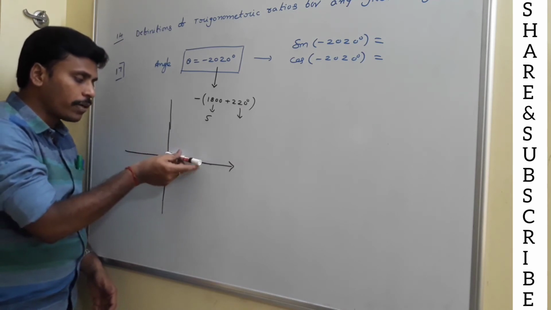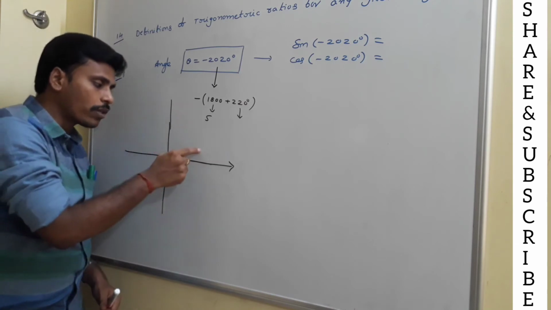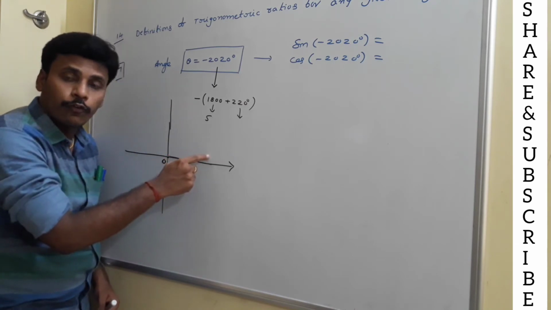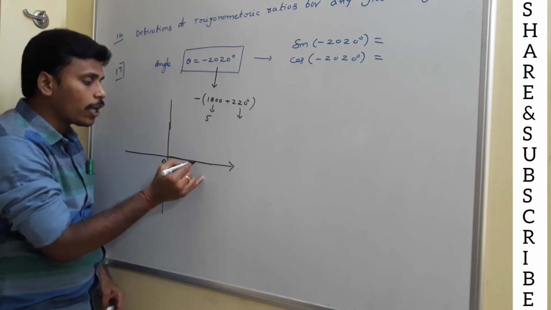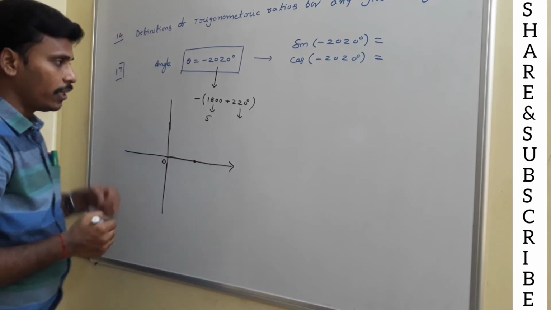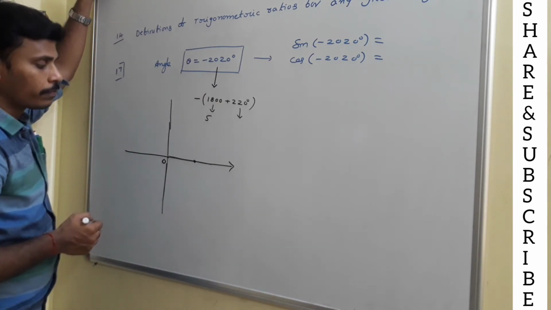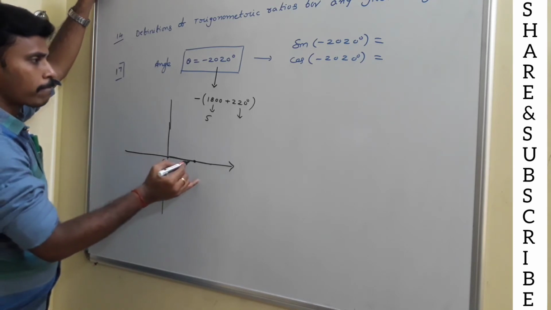If one rotation completes 360, another rotation completes 720, one more 1080, one more 1440, one more 1800 degrees. So after 1800 degrees, you are again at this same place. Now you need to move 220 more degrees. 220 degrees means how much? This is 180.